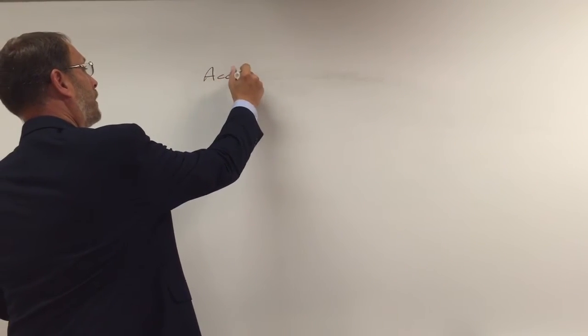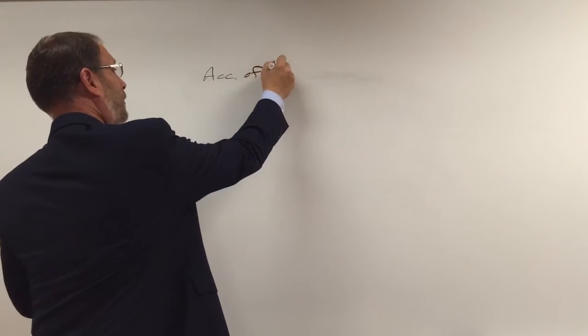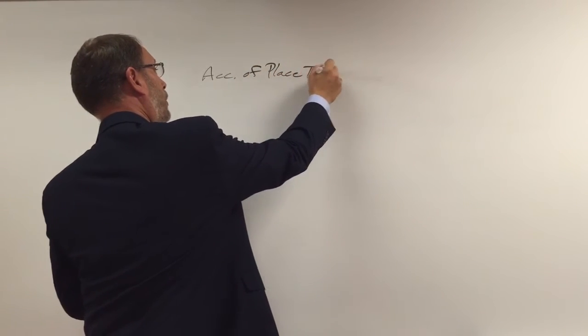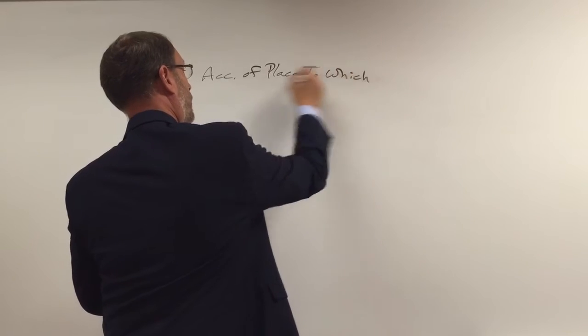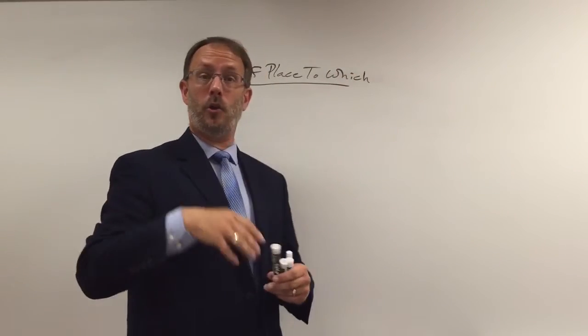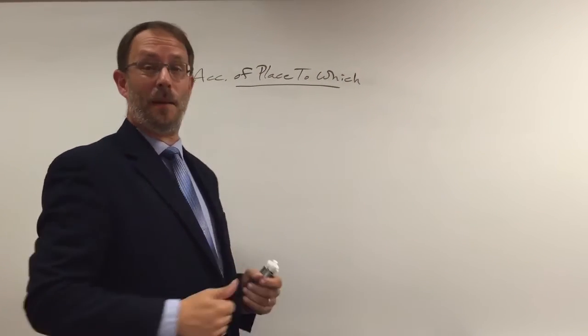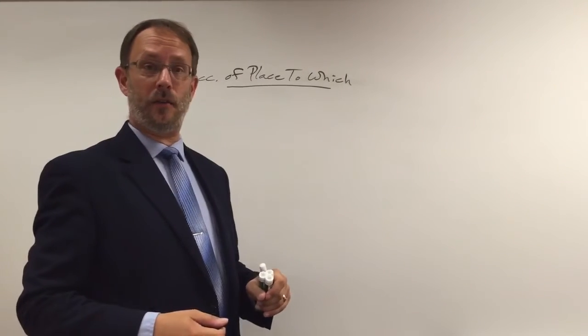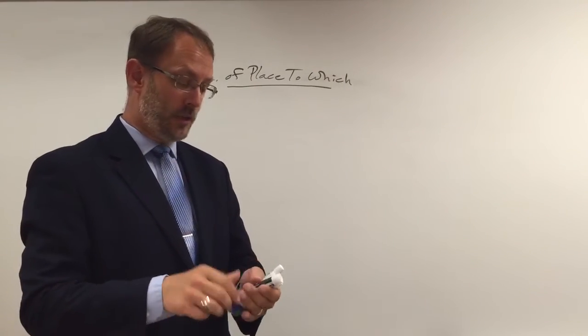So I said last time that we're going to talk also about the accusative case, and there's another use of the accusative case that's really, really important. It's what we call accusative of place to which. So anytime that you are going towards someplace, you're going to put that place in the accusative case. And it uses a couple of prepositions in Latin.